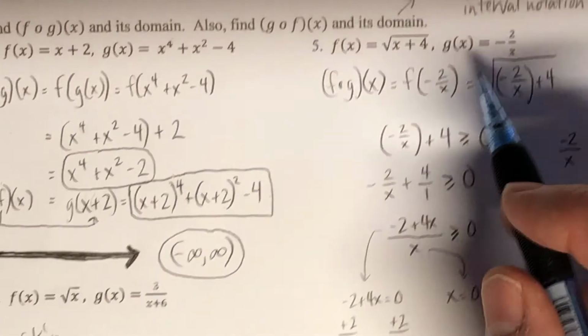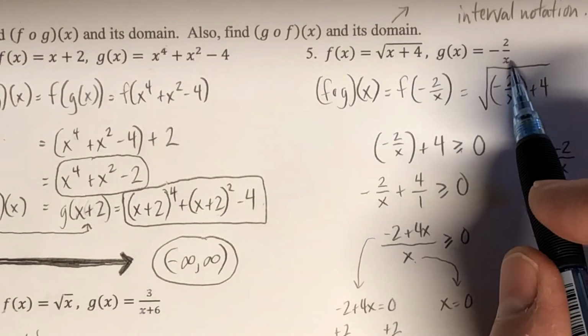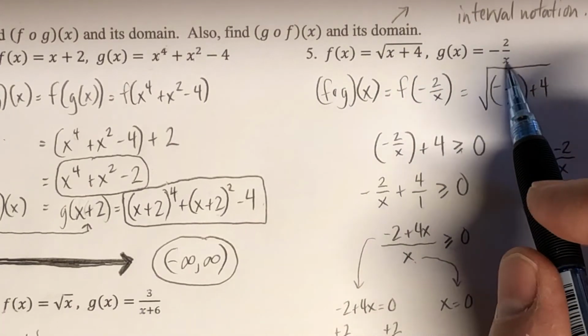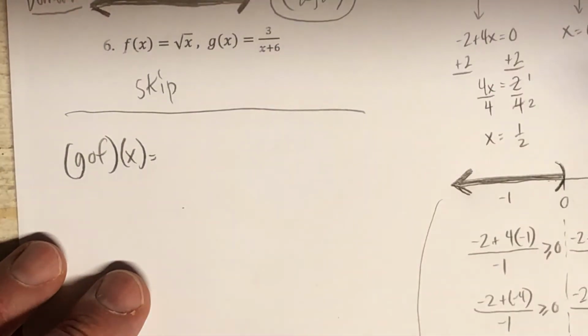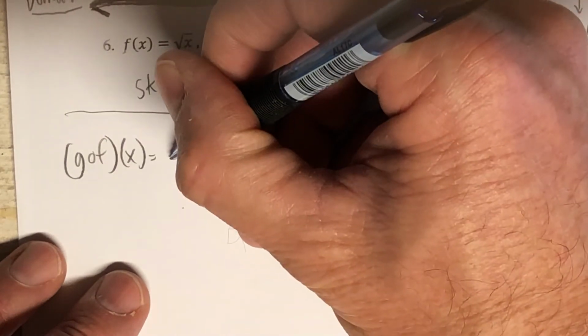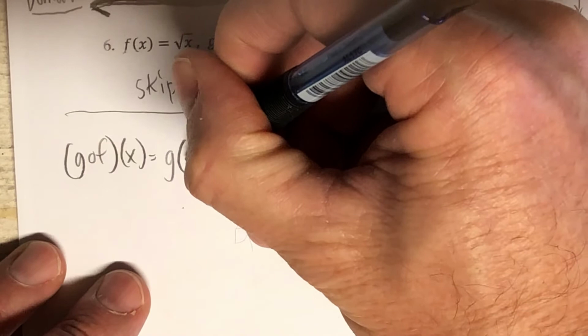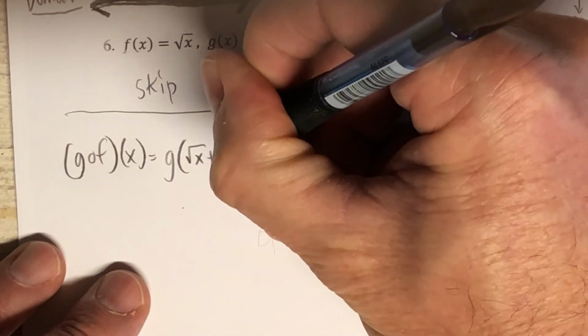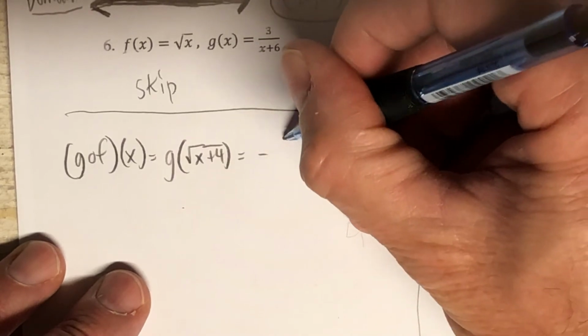g circle f means that we have to plug in the second function, the square root, into the x from the first function. This time g is the first function. So this is what it's going to look like. Since f is the second function, we are going to plug in the square root into g. And so it's going to look like this.